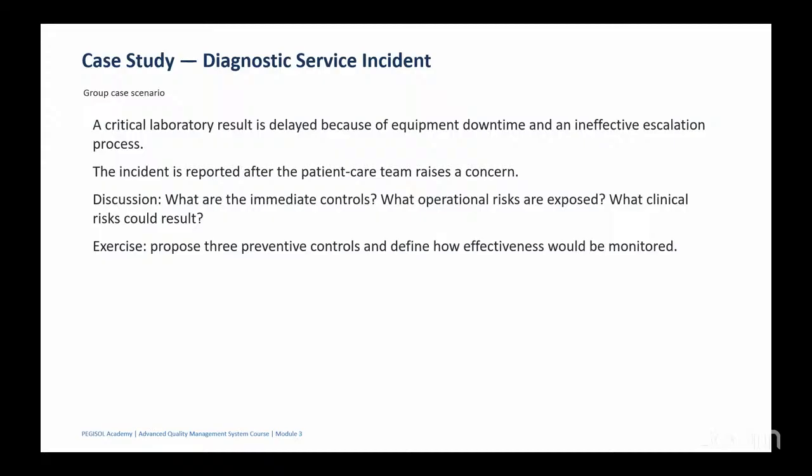So this is another scenario for these 2 courses. A critical lab result is delayed because of equipment downtime and ineffective escalation process. The incident is reported after the patient care team raises a concern. Remember, after discussion, what are the immediate controls? What are the immediate corrective actions? What operational risks are exposed? What clinical risks could result? Then for the exercise, propose 3 preventive controls and define how effectiveness will be monitored.